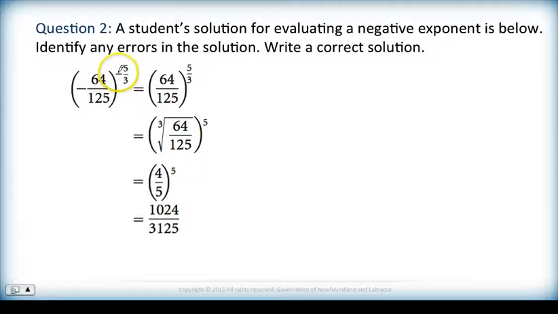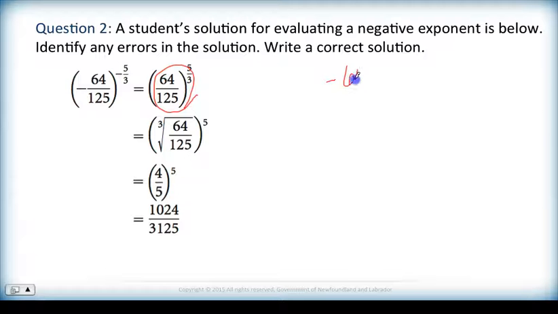As soon as we see a negative exponent, you have to remember that you have to take the reciprocal of your base. But they didn't do that here, so the mistake is right here. This is the error. So this is the first one, and therefore everything else will be incorrect. Okay, so now let's do the correct solution on the side here.